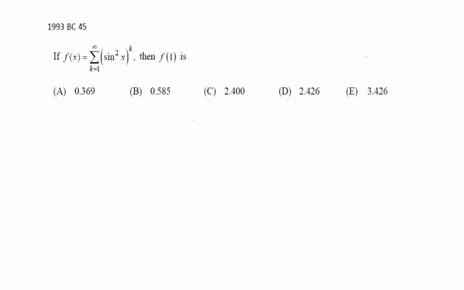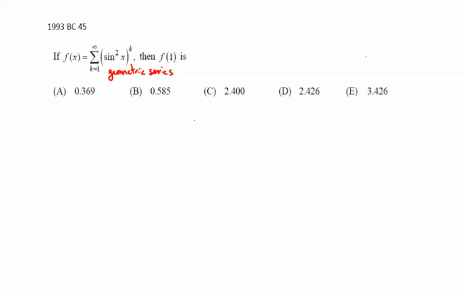93 BC 45, we have if f of x is the sum from k equals 1 to infinity of sine square of x to the k, then f of 1 would be what? Well, a couple of things that you should notice here. One is that this is a geometric series. And how do we identify this as a geometric series?